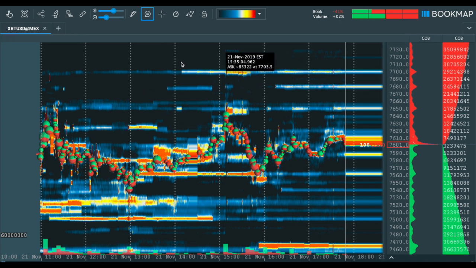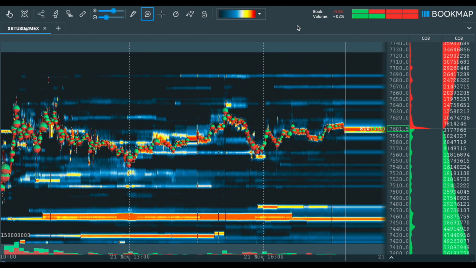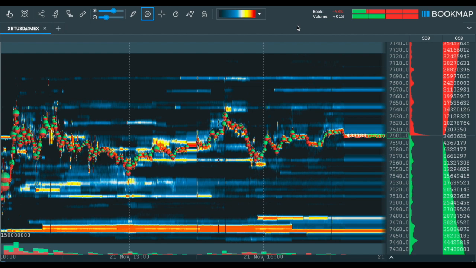Again, I loaded a ton of data. I loaded 12 hours of historical data, and this is what you get when you load that much data. You're going to get Bookmap moving a little bit slower. It's your choice of how much data you want to load. I like looking at a lot of it and getting a nice big picture approach. But of course, it's up to you what you want to look at.